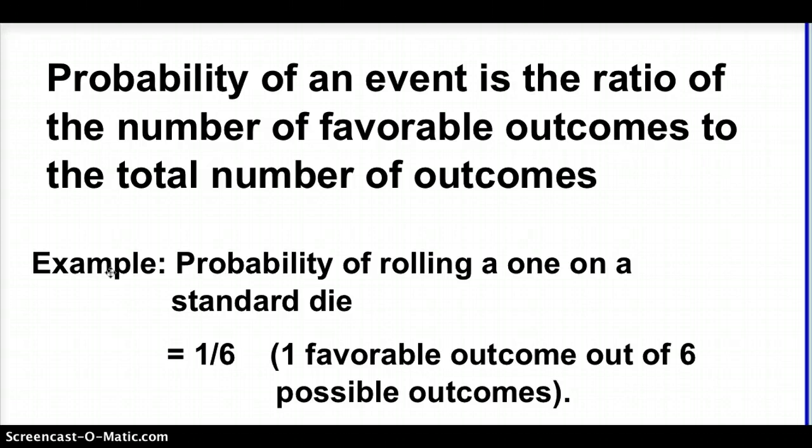So again, when you're looking at the probability of an individual event, you just look at the number of favorable outcomes, or the outcome you're looking for, and you compare that to the number of total outcomes. So whatever you're looking at, whether it's a die, whether it's a spinner, could be a lot of different things, but you're looking for the outcome you're desiring and comparing that to the total number of outcomes that are available. So that's a probability of an individual event.